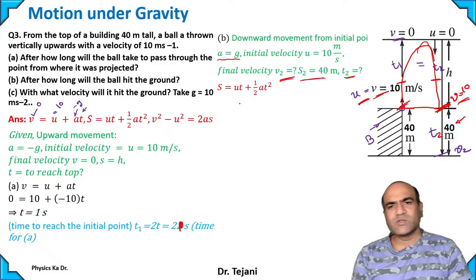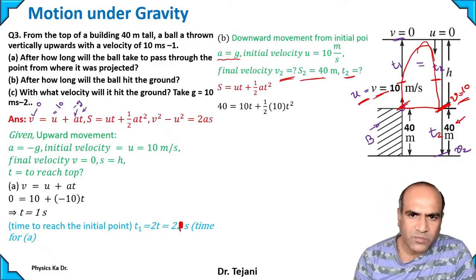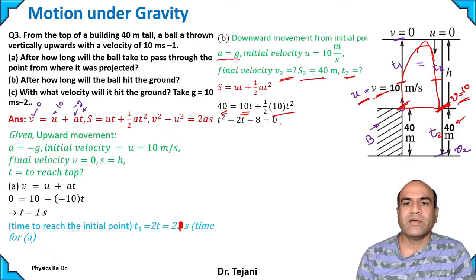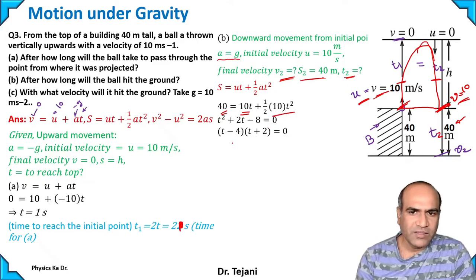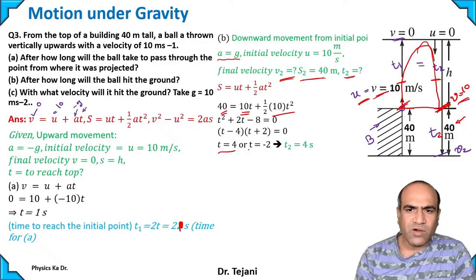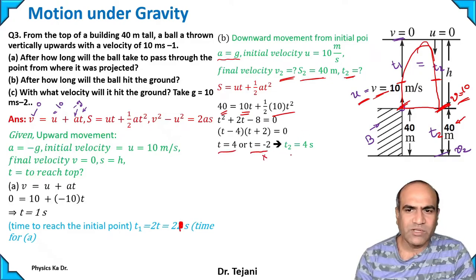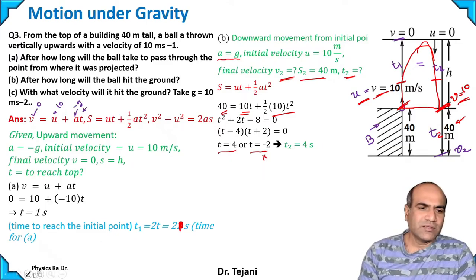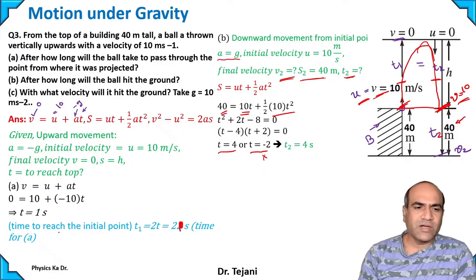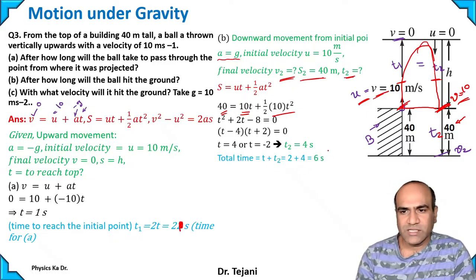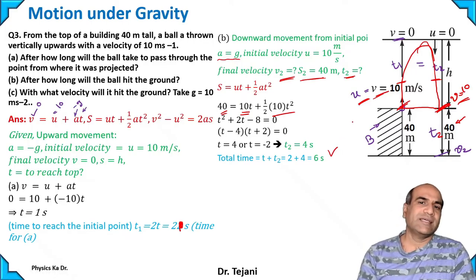Use the equation s is equal to ut plus one half at squared. Put in the values 40, 10, and t. The equation gives t is 4 or t is minus 2. Minus 2 is not possible, so t2 is 4 seconds. We need the total time, so the total time is t plus t2, which is equal to 6 seconds. This will take 6 seconds.